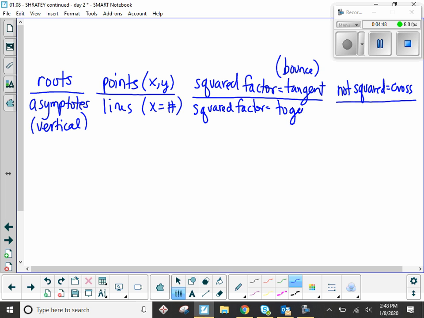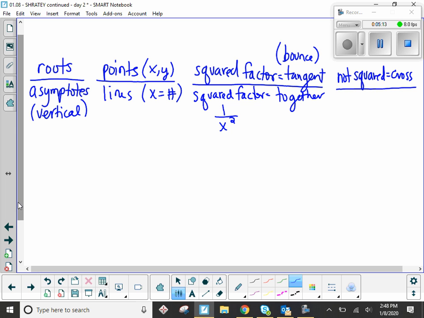And let me talk about what that means. I will show you. When we learned our parent functions on Monday, we talked about 1 over x squared. Now here's an example of a squared factor in the denominator. Let's look at the graph for that. Here's your asymptote. This is the asymptote created by that x squared factor. Okay, that's x equals 0.